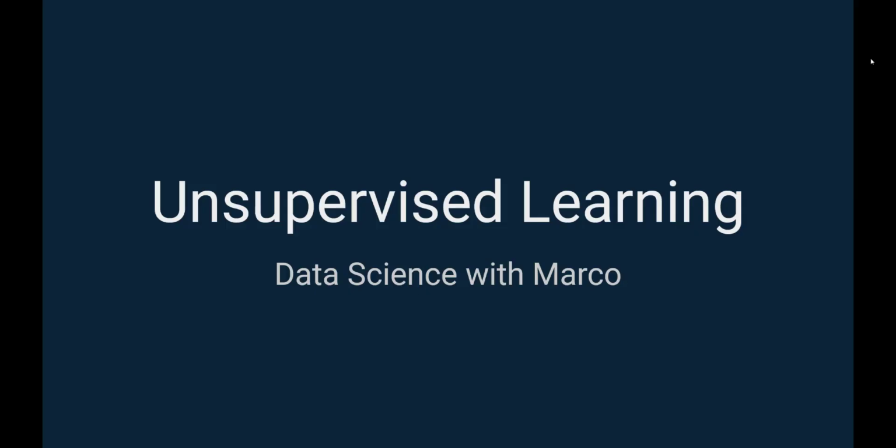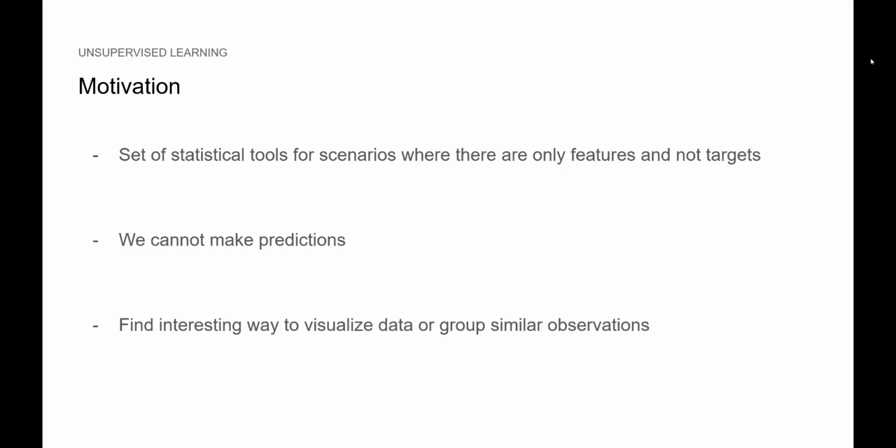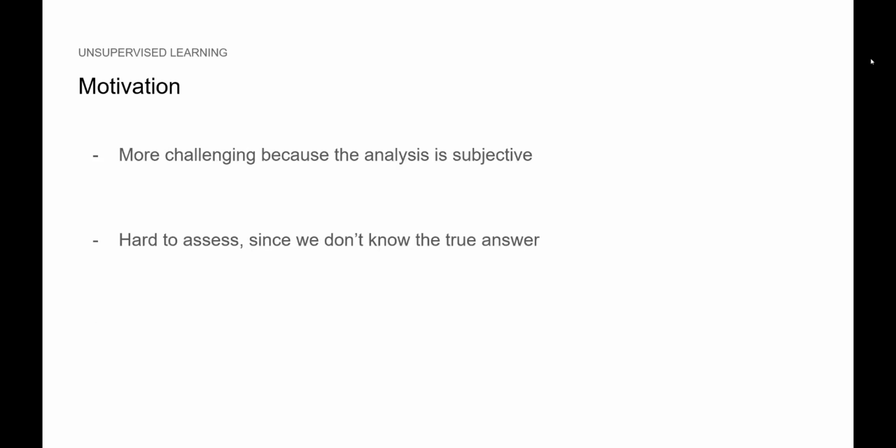Let's cover some theory about unsupervised learning. Unsupervised learning is a set of statistical tools for scenarios in which we have features but no targets. This means that we cannot make predictions. Instead, we are interested in finding a way to visualize data or discovering a subgroup of similar observations. Unsupervised learning tends to be a bit more challenging because the analysis is subjective. Also, it's hard to assess if the results are good or bad since there is no true answer.